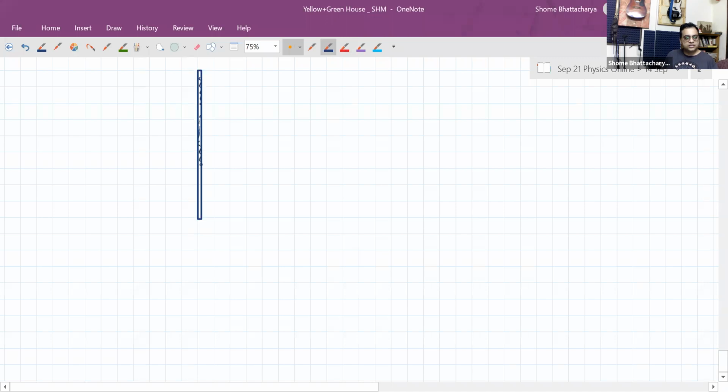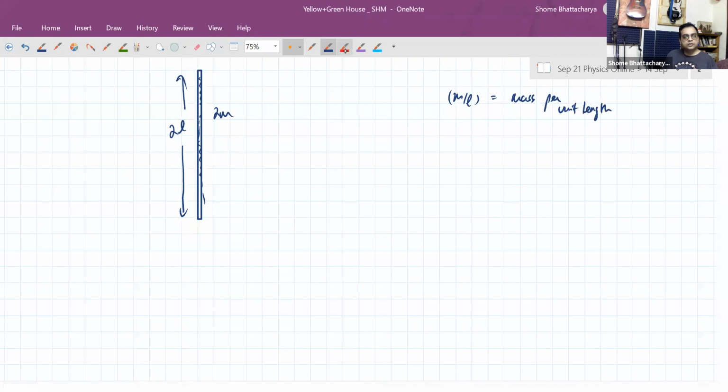So you can treat this section of the rod because it is of length 2L. We can treat it as if it's a mass 2M, because we can take M by L as mass per unit length. If you're working on this, just continue. I'm just explaining in case there are people who have not started or understood how to start the problem yet. So this section's center of mass will be at the midpoint, it will be at L like this.